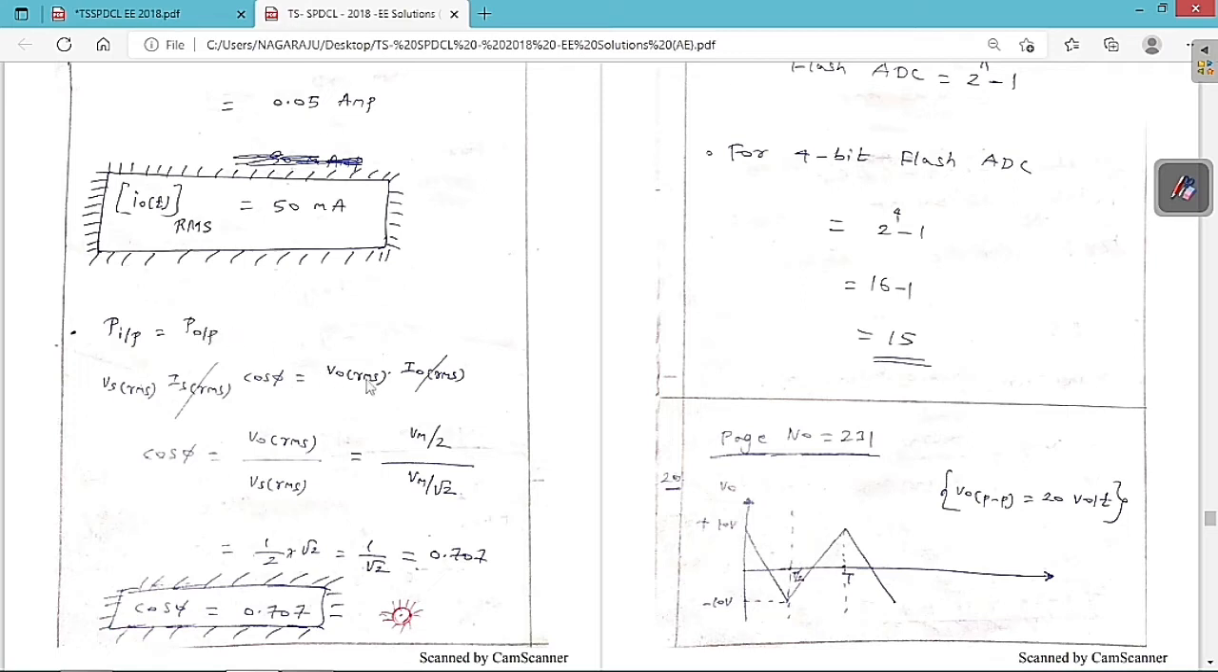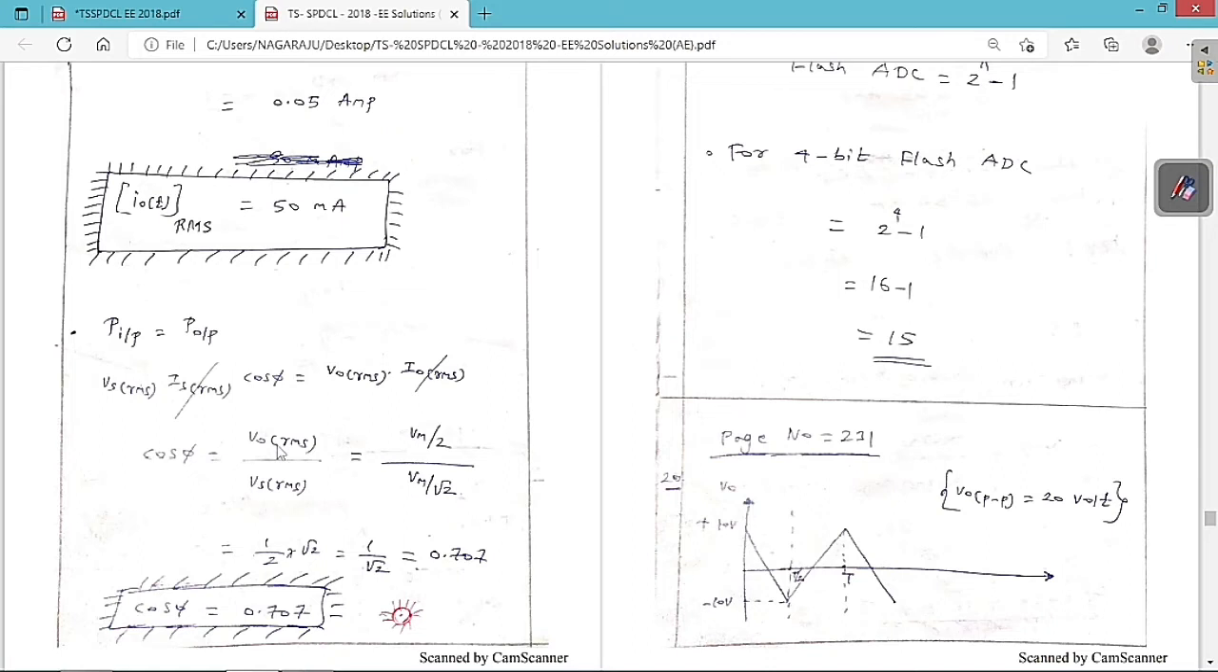So V RMS into I RMS, because its power factor is equal to 1, since both the signals are always in phase. I already told you the output current RMS value is equal to the source current RMS value because both are the same. So these two are going to cancel. Then cos phi is nothing but the ratio of the RMS value of the output voltage to the RMS value of the source voltage.